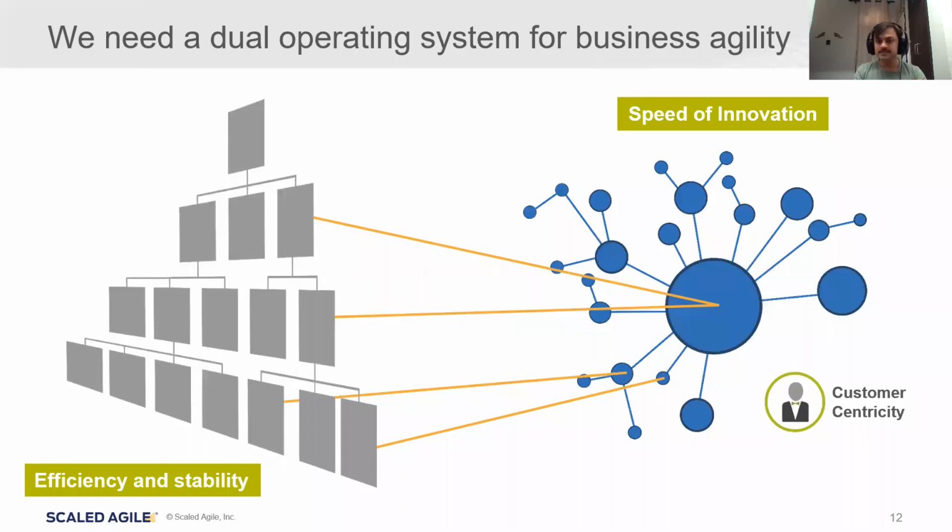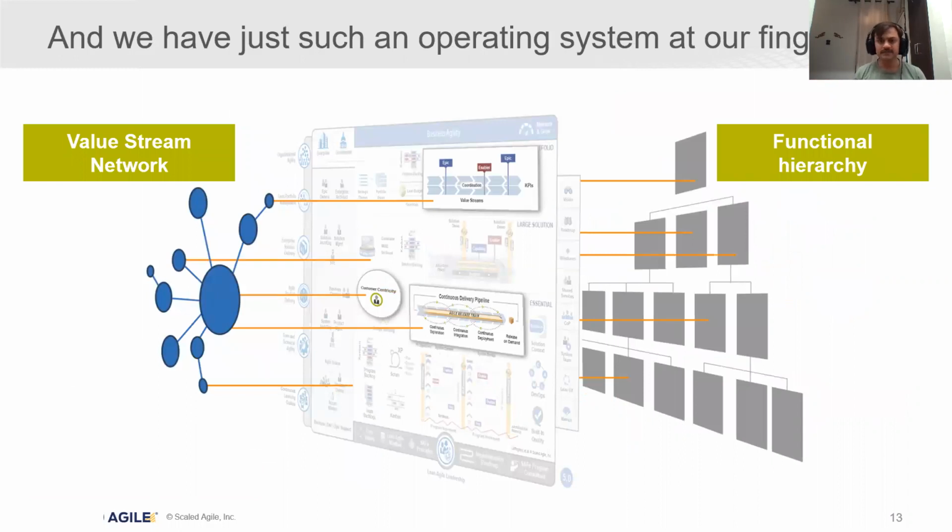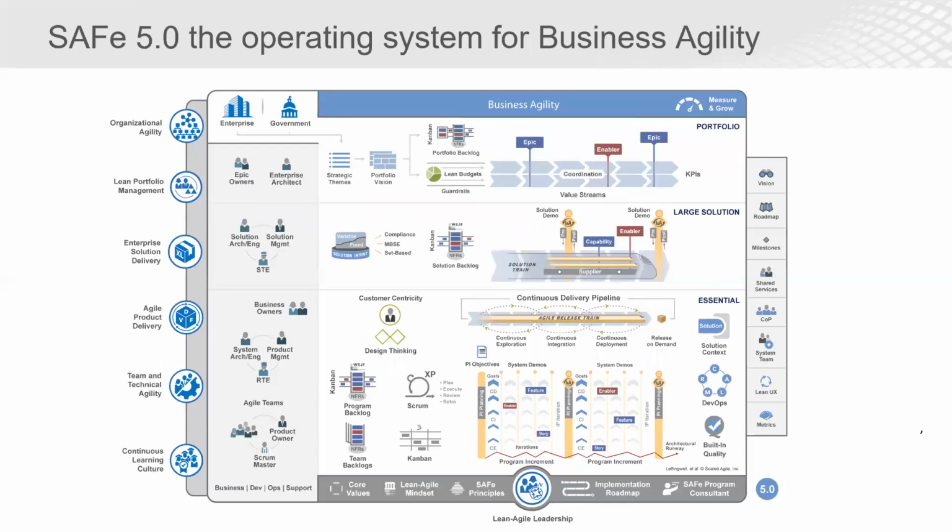Now, when we talk about this dual operating system, you have the speed of innovation of a network which interacts with the hierarchy, and the hierarchical system is designed for efficiency and stability. So this is like a dual networking system. Now, how does this link with SAFe? Scaled Agile looks at SAFe as your entrepreneurial network operating system, which will interact with your hierarchical functional system, which provides operational stability. This entrepreneur network system is primarily based around value streams, focusing on what the customer needs and how we can keep delivering on changing customer needs at a faster pace. That's the whole focus of the value stream network, and the functional hierarchy primarily focuses on providing stability of the operation. So this is SAFe 5.0, your operating system for business agility.